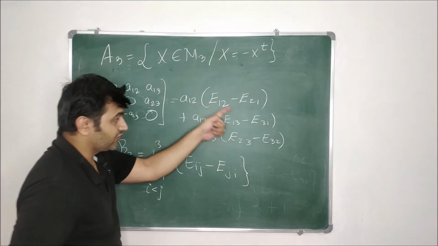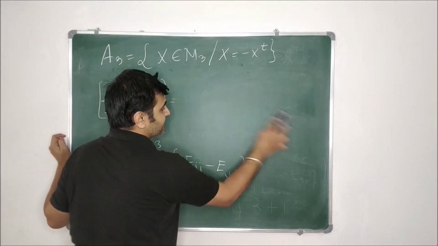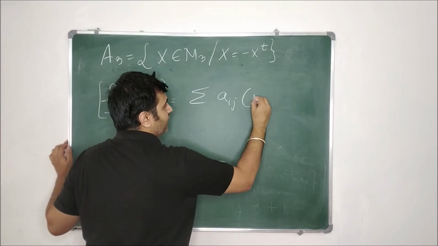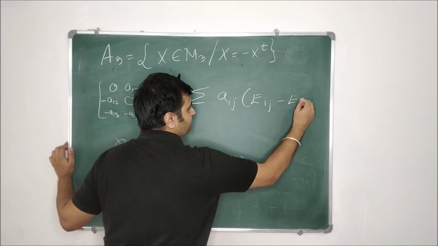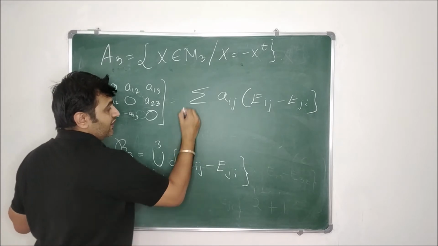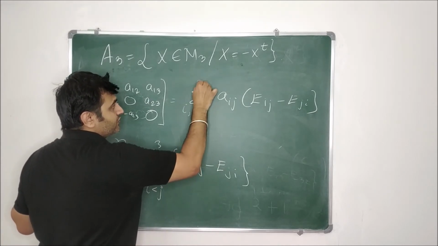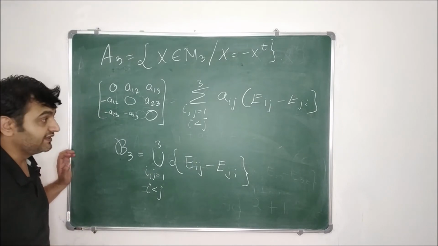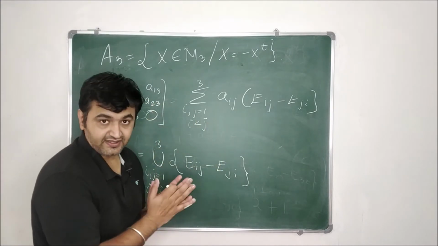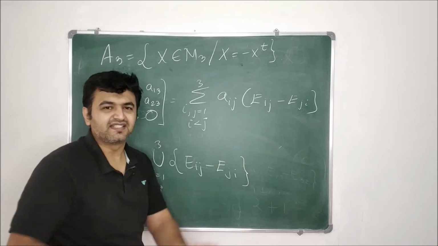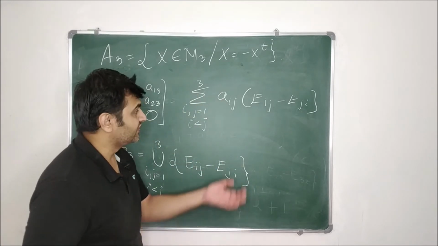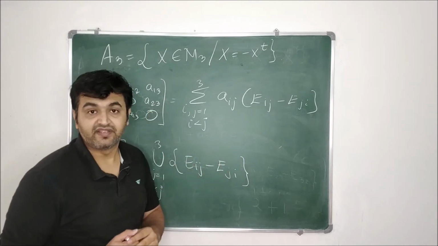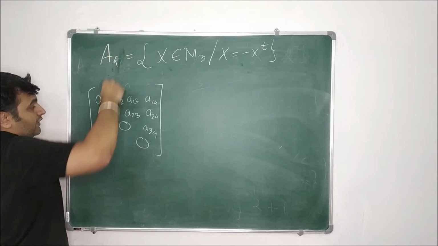And what about this? Here also you can write the same thing. This is nothing but the summation of Aij times Eij minus Eji, where I and J are going from 1 to 3 and I is less than J. As you can see, this is a very good representation. People usually write in big brackets, so the presentation gets spoiled. With the help of elementary matrices, you can write things in a very systematic way.